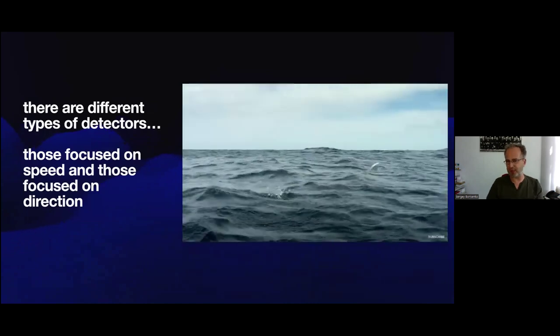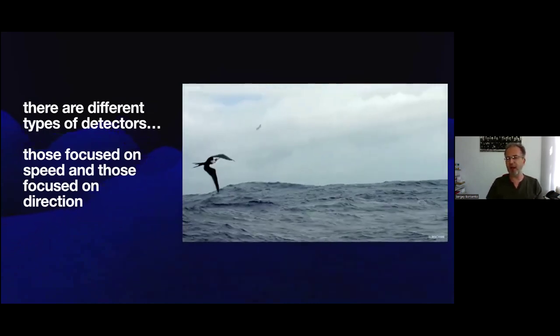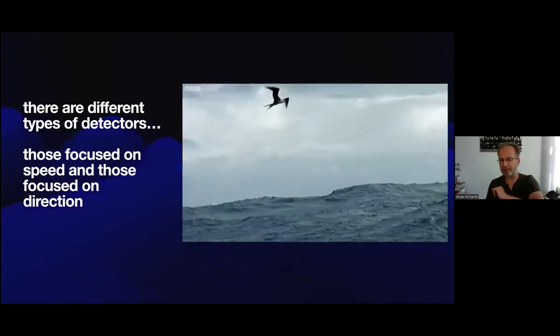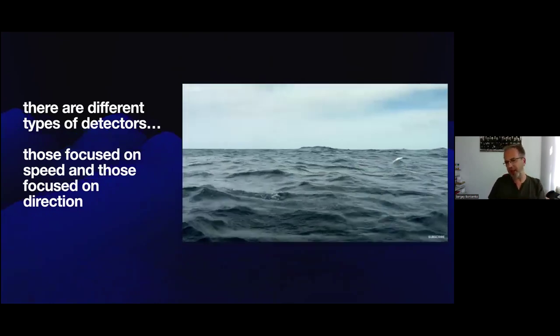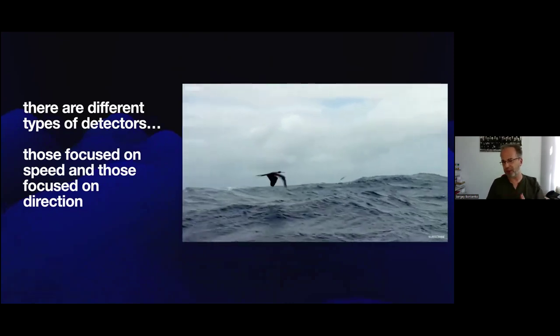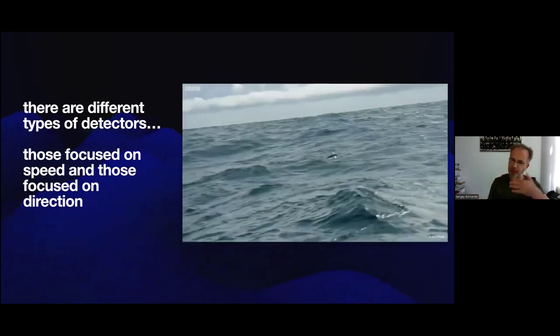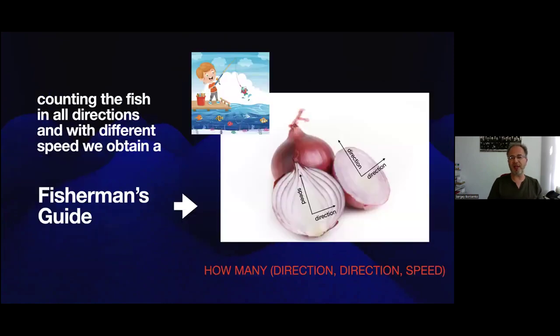And there are different types of detector. There are those which are focused on the speed, meaning that as soon as the fish leaves the water, you can immediately detect it, and then you are very confident in which direction it left. And if you wait until it loses speed, then you can estimate and calculate its speed. So this is exactly the result of our measurements. We call it ARPES onion. This is the fisherman's guide.